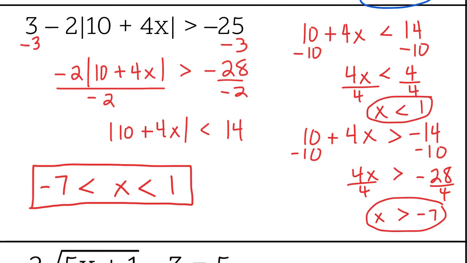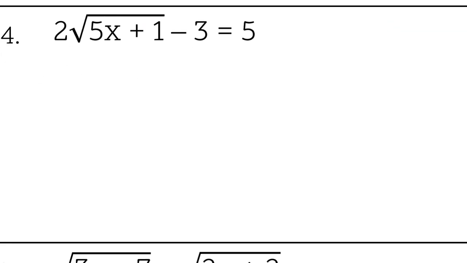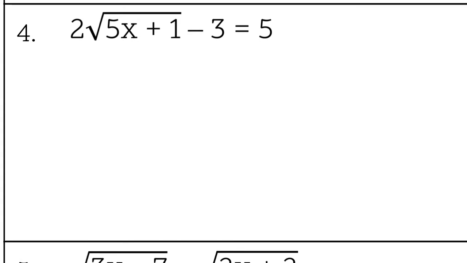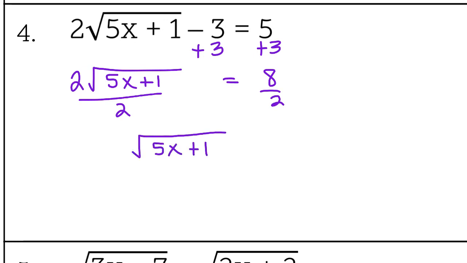Okay. Next, we solved radical equations. Radical equations are pretty similar to absolute value in that you need to isolate the radical before you do any solving. So let's start by adding 3 to both sides, which gives me 2 square root of 5x plus 1 equals 8. Then I'm going to divide by 2. So then I get square root of 5x plus 1 equals 4.